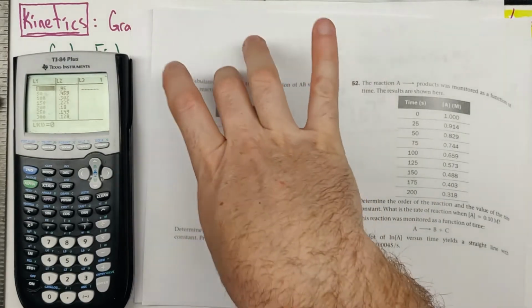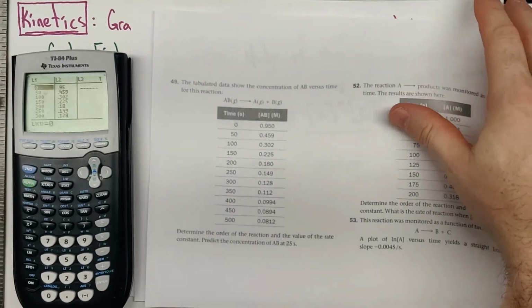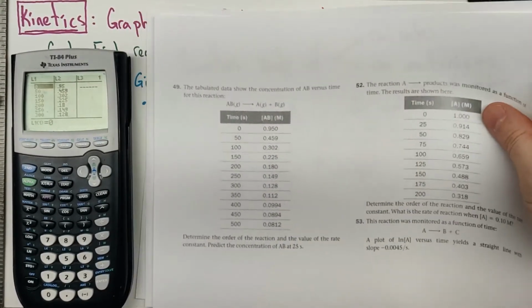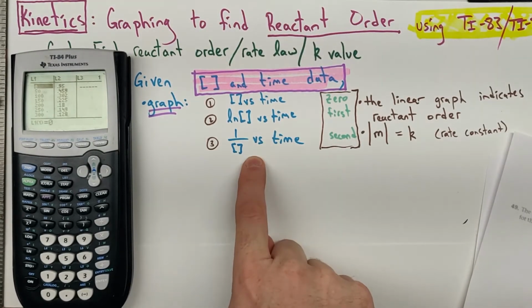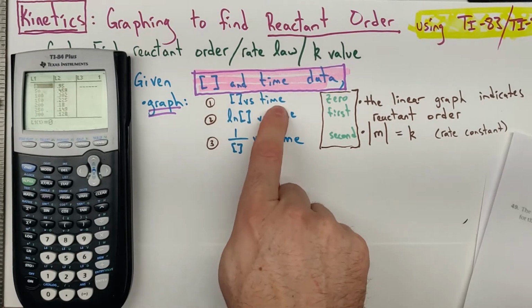This was data I pulled out of a problem from Tro's book, most recent edition. I don't know what it is, but it's a good example problem. We're going to graph it three ways, and in order to graph it three ways, we're going to have to know time, which I've got in L1.